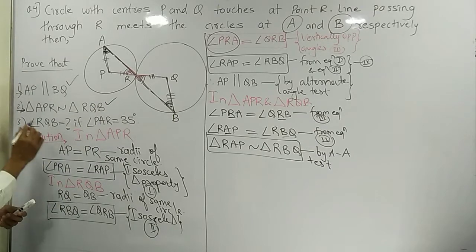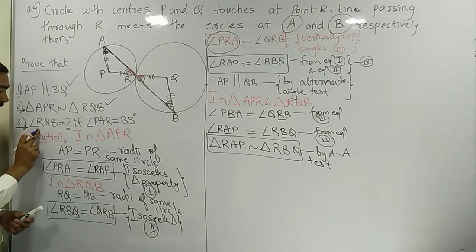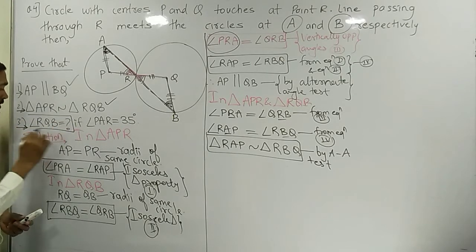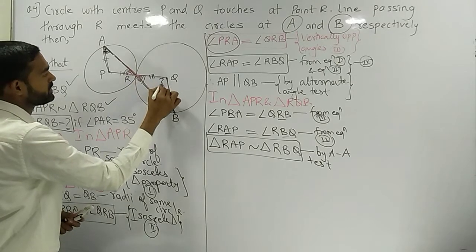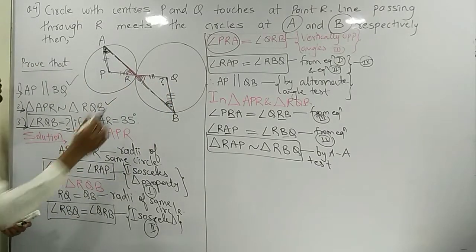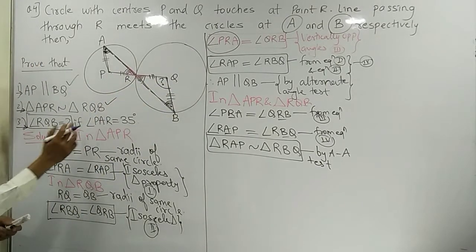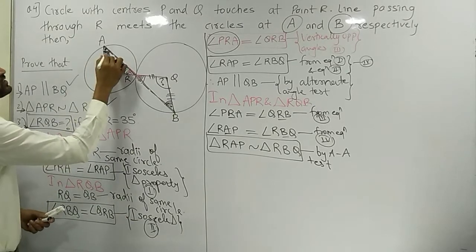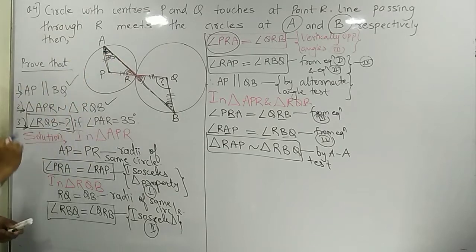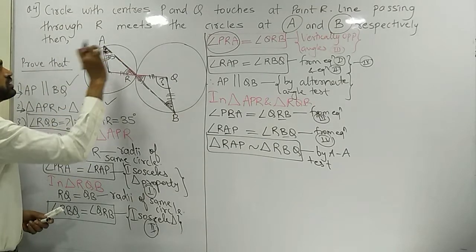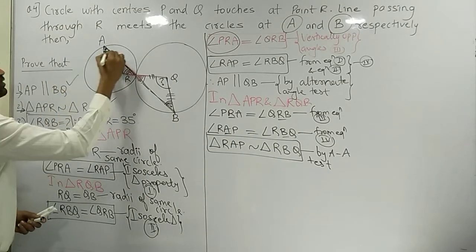Now we'll move towards the last and final one. Here, what we need to find? Angle RQB. This we need to find. Where is it? RQB. This I am putting as a question mark. This I need to find. What do we know? Angle PAR. This is given. This angle is how much? 35. PAR is given as 35 degrees. Okay, students?